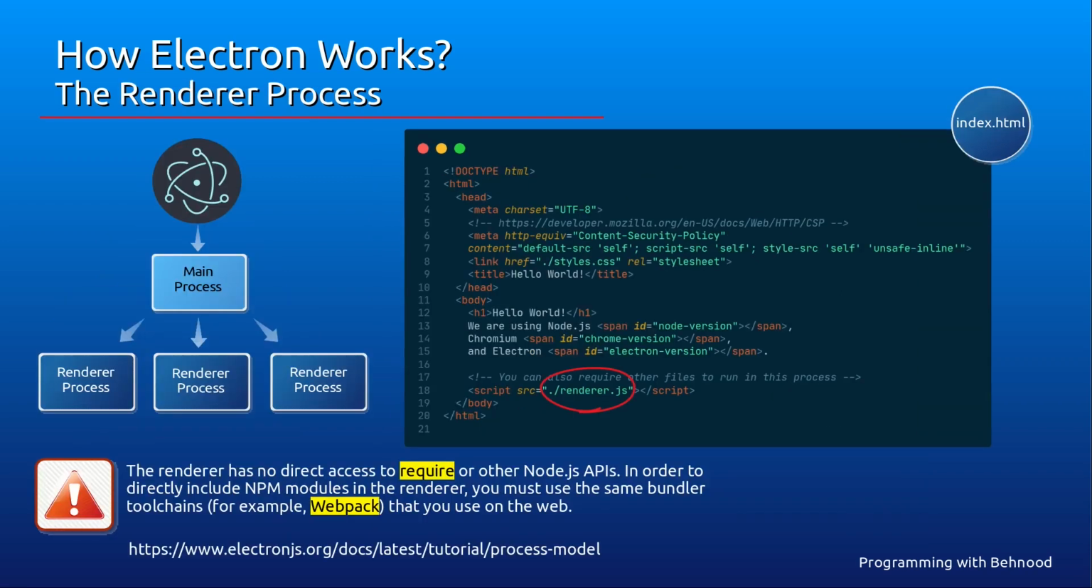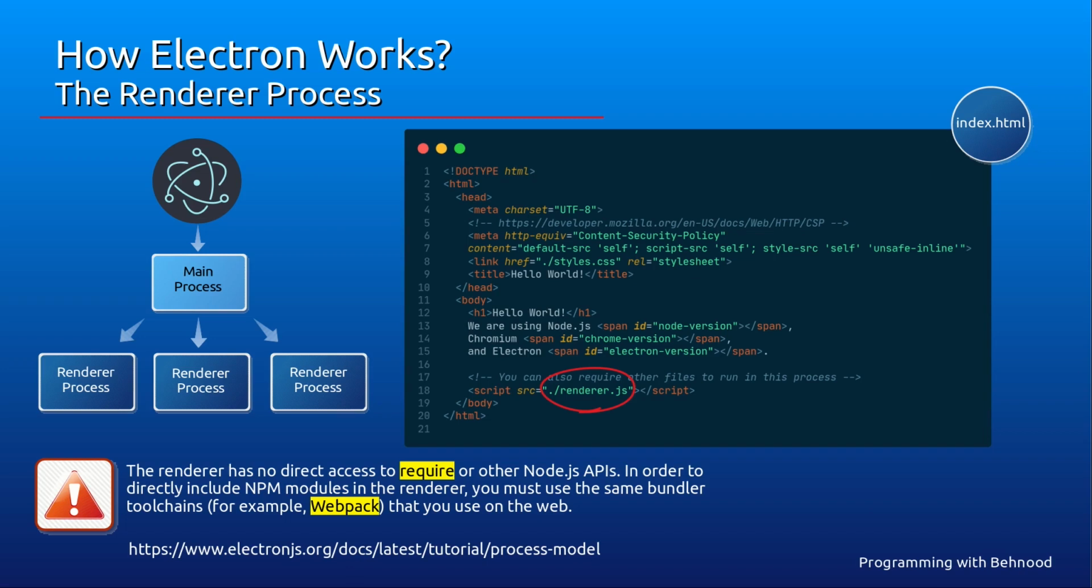Each Electron app generates a separate renderer process for each open browser window. A renderer process is responsible for rendering web content. So all user interface and app functionality within a single browser window should be written with the same tools and paradigms that you can use on the web. One important thing to remember is that the renderer has no direct access to require or other Node.js APIs.